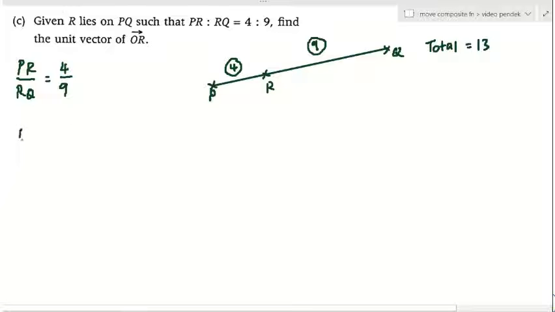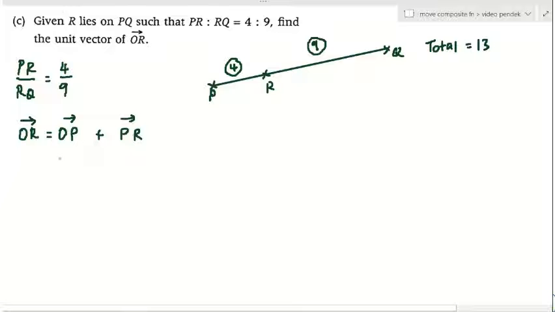You start with OR. We can write it as the addition of two vectors that equals OR. It must start with O and end with letter R. So it is equal to OP plus PR. What is OP? What is PR?